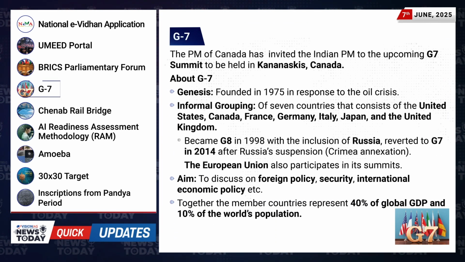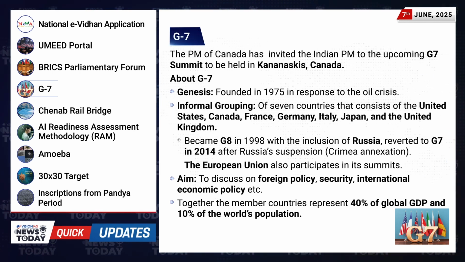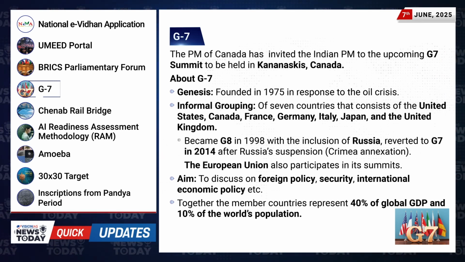The PM of Canada has invited the Indian PM to the upcoming G7 summit to be held in Kananaskis, Canada. G7 was founded in 1975 in response to the oil crisis. It is an informal grouping of 7 countries that consist of the United States, Canada, France, Germany, Italy, Japan, and the United Kingdom.